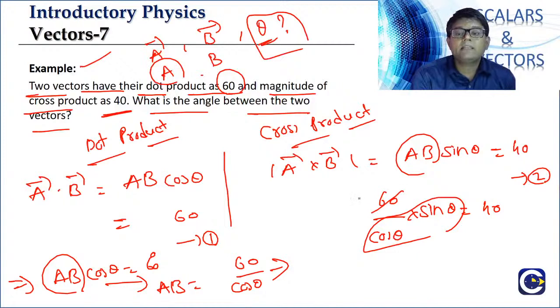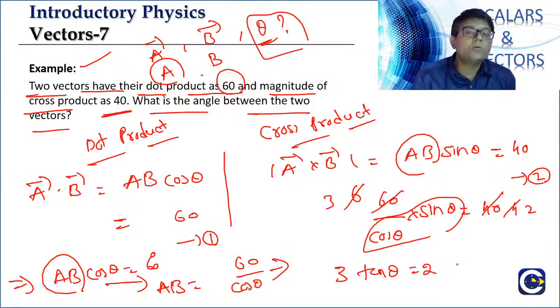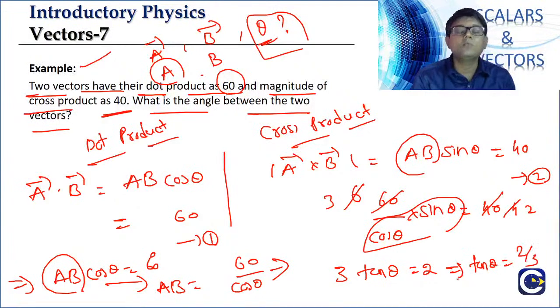And by the way, 10 6s are 60, 10 4s are 40, so 2 3s are 6, 2 2s are 4. Okay, 3 into sin theta by cos theta, that is tan theta. 3 into tan theta is equal to 2. So from here, we will get tan theta value is equal to 2 by 3. What is the tan theta value? 2 by 3.